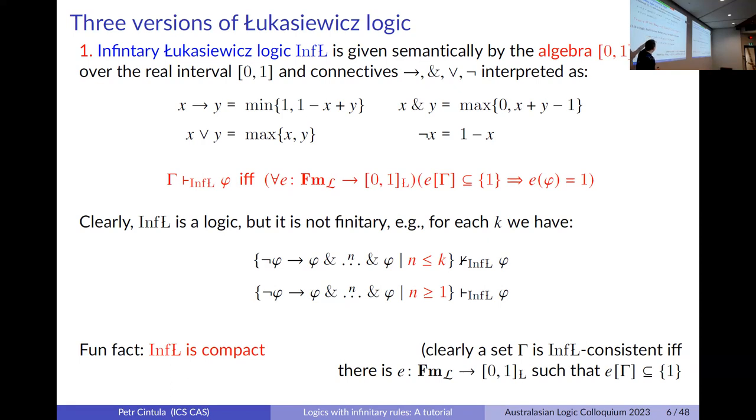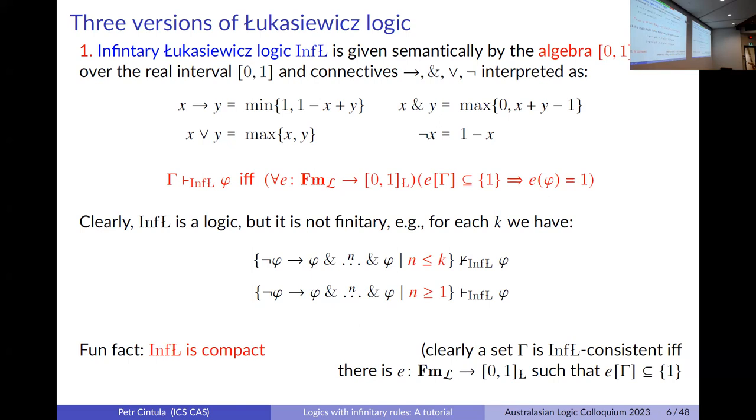But in the finite case, no. If you have only finitely many, take a big enough value such that if you conjunct it long enough, you still don't get to 0. And this gives you a counterexample evaluation. Maybe I should be pointing using the mouse. So yeah, I will see.